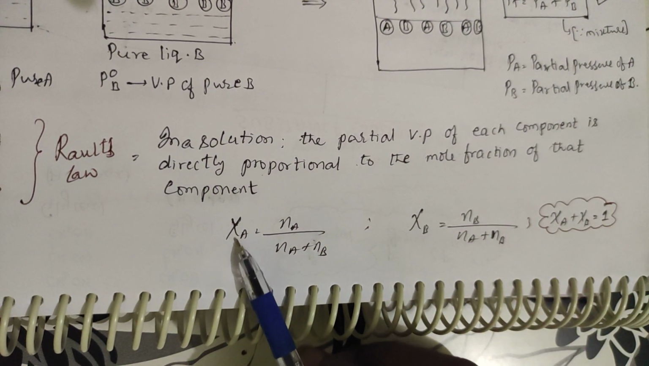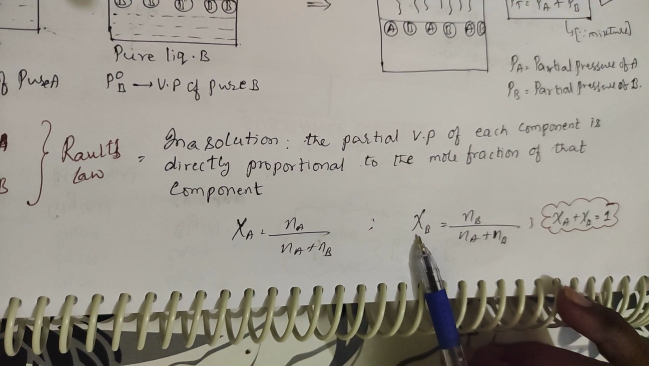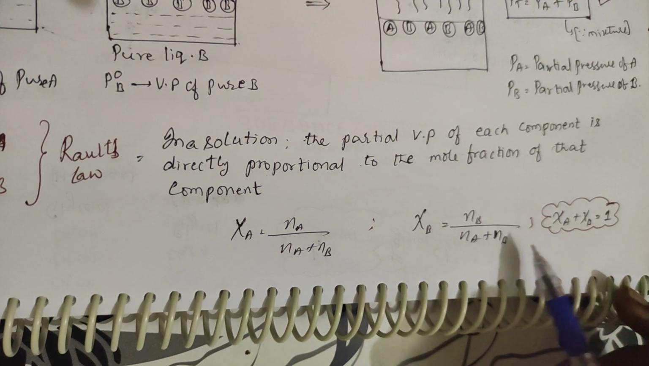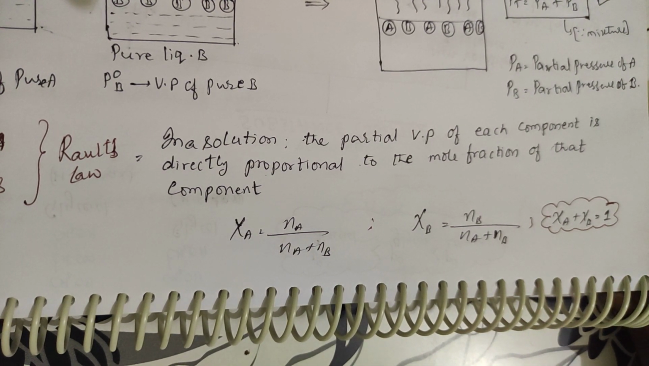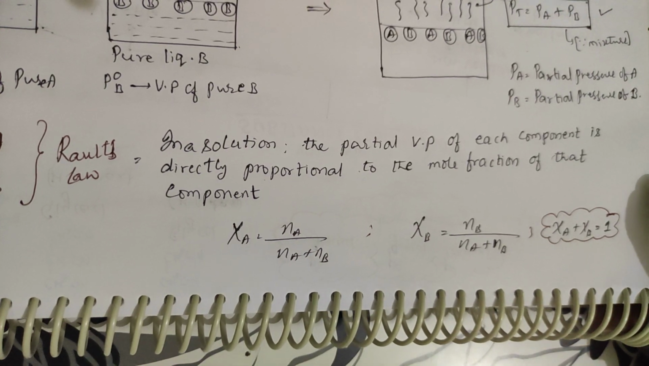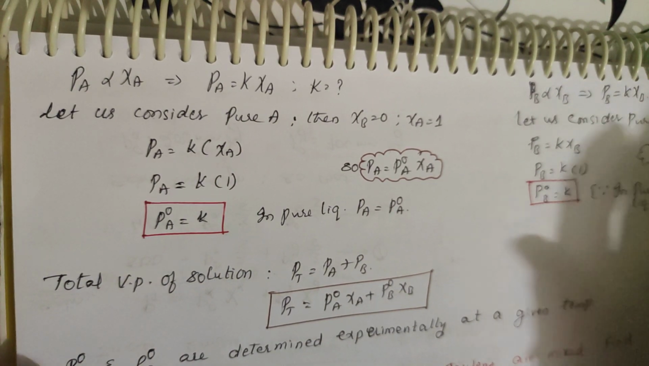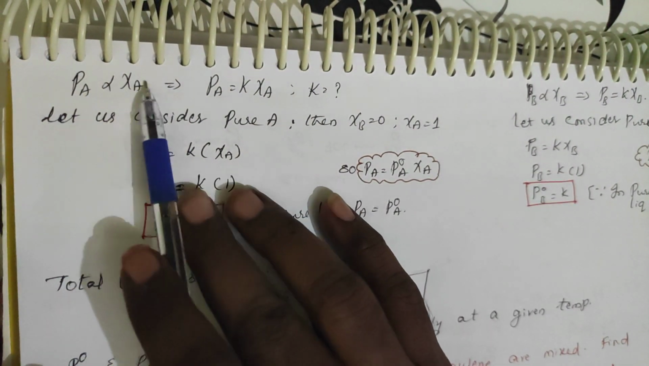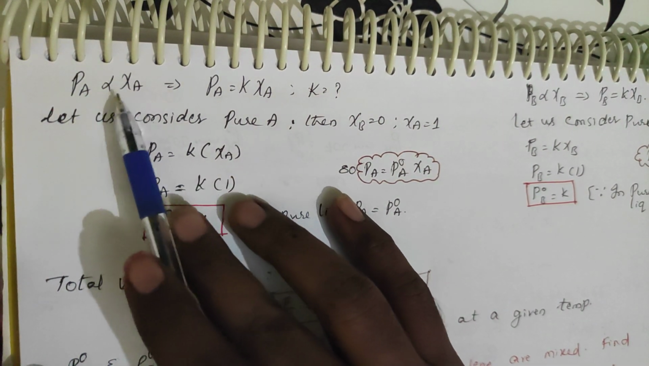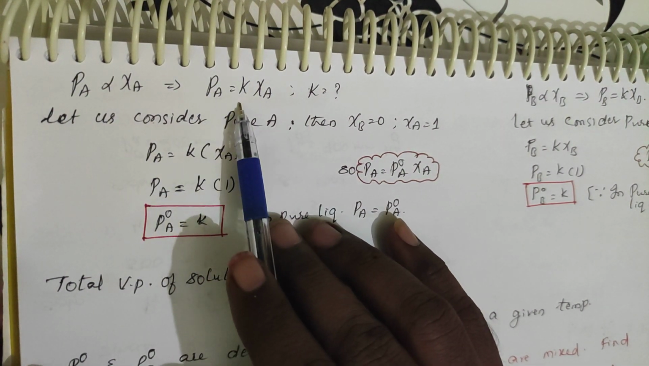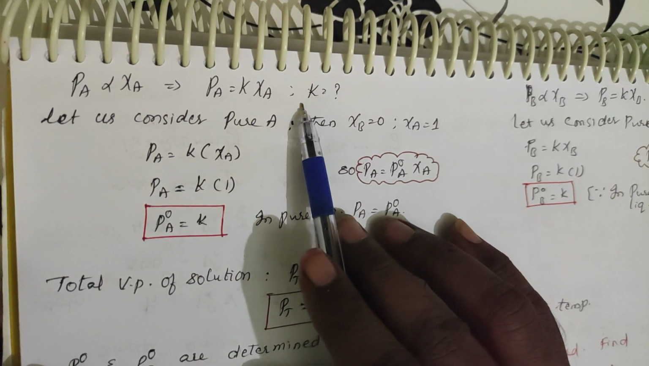The mole fraction of A is nothing but the number of moles of A by the total number of moles, and the mole fraction of B is the number of moles of B by the total number of moles. And we know that the summation of the mole fractions in a given solution will be equal to unity. Here, I already know that the mole fraction of A is directly proportional to the partial pressure of A. If I remove the proportionality, I get PA equal to K, some constant, into the mole fraction of A. I want the value of K.